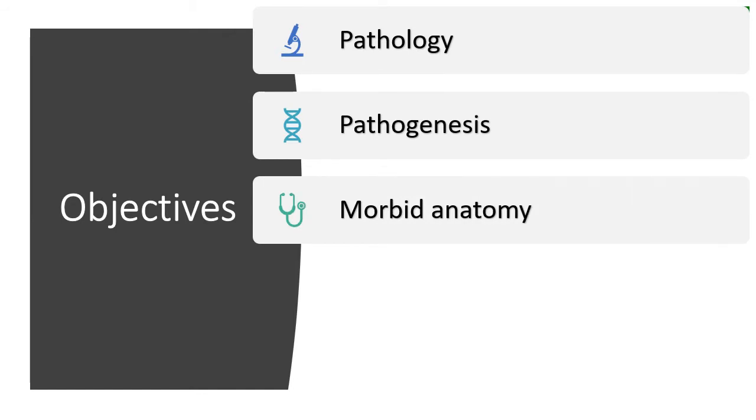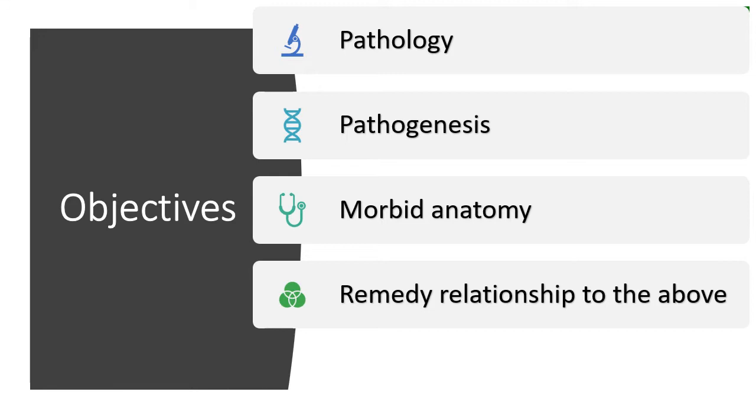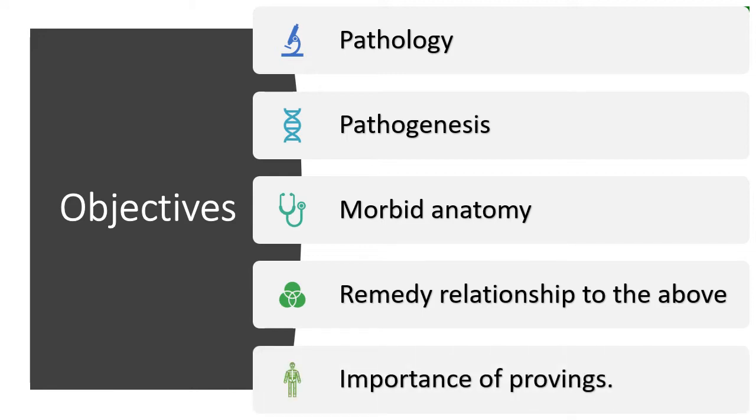Then we will understand what is the difference between morbid anatomy and pathology, because these terms are used interchangeably and confusingly. The next thing that we look at is what is the relationship between a remedy and pathology, pathogenesis, and morbid anatomy, and how it can guide us to the correct choice. And lastly, we will look at the importance of provings in order to understand the true meaning of pathology, pathogenesis, and the relationship of the remedy concerned.